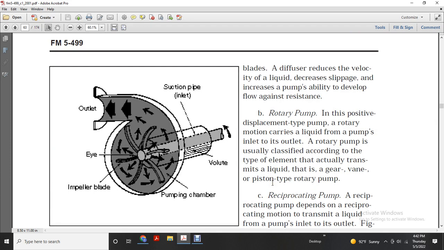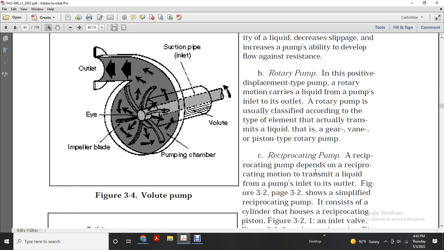Rotary pump. In the positive displacement type of pump, rotary motion carries the liquid from the pump inlet to the outlet. The rotary pump is usually classified according to the type of element that actually transmits the liquid: the gear, vane, or piston type of rotary pump.